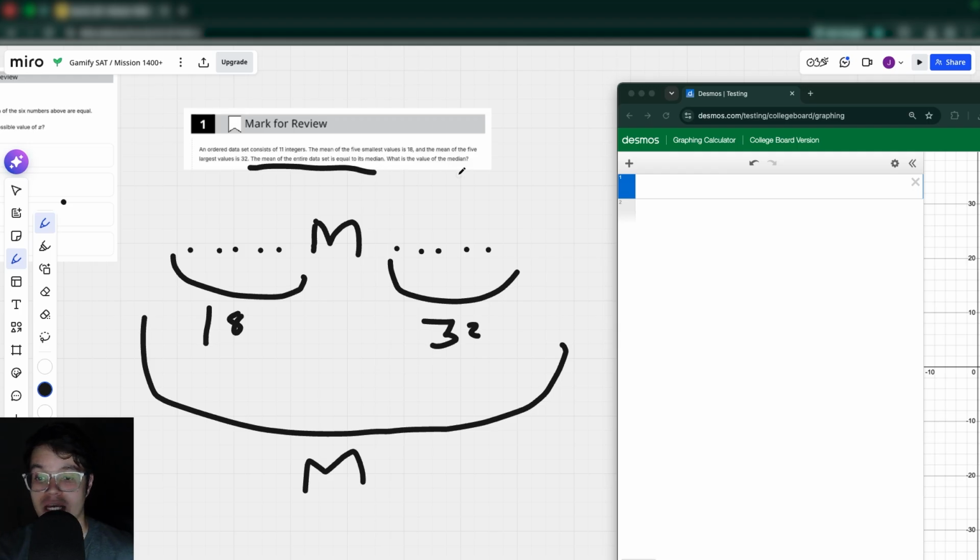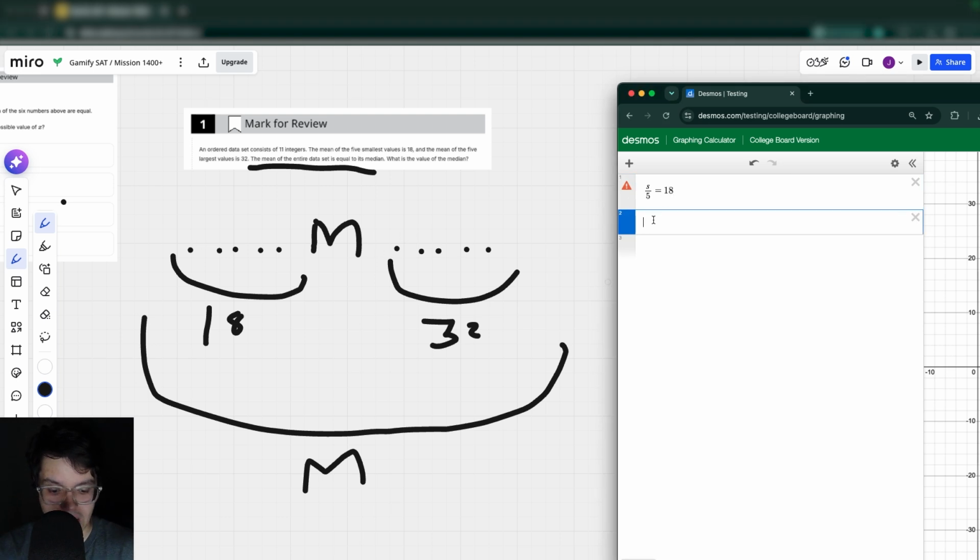What is the value of the median? So similar stuff to that problem before. We can just write equations for each of this different stuff, and that should hopefully give us the right answer. So we can say, let's say s for the sum of the smallest amount, and then s divided by 5 must equal 18. Then we can say, I guess, L for the larger ones. So L divided by 5 is equal to 32. Just the same stuff we did before, sum divided by amount must equal mean.